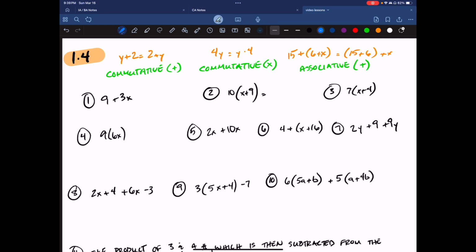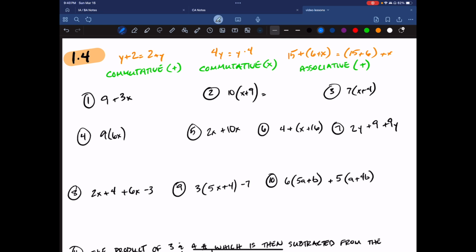We have commutative property of addition and multiplication. We have associative property of addition and multiplication. I've laid out three examples for you already, but commutative just changes the order of things. So I went from y plus 2 to 2 plus y. And that's just telling you, this property says that whether it's y plus 2 or 2 plus y, that's the same thing. Here with multiplication, I'm changing the order. So 4 times y is the same thing as y times 4. And that property says that those two are equal.